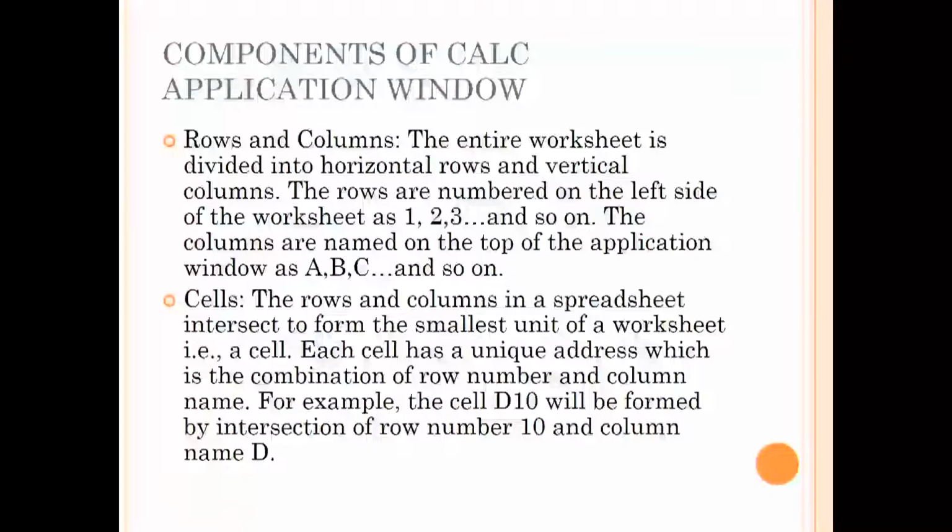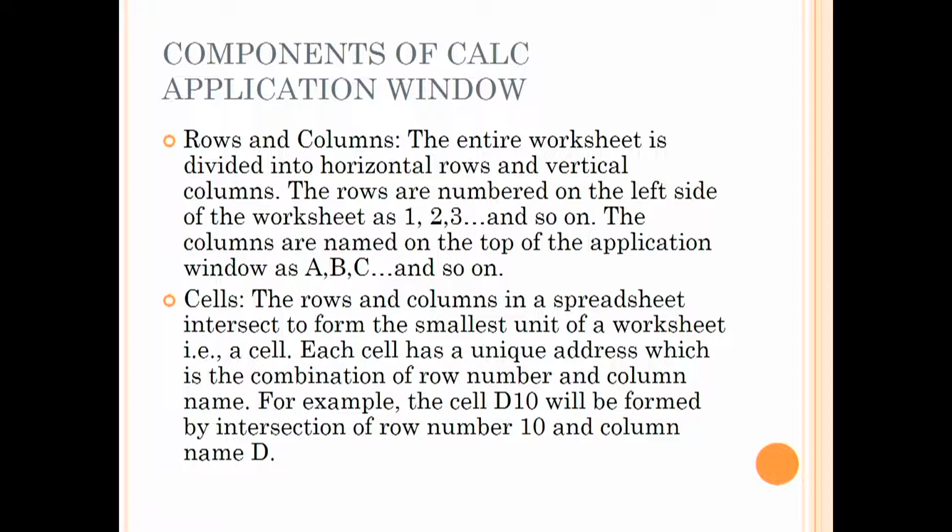Now rows and columns. The entire worksheet is divided into horizontal rows and vertical columns. The rows are numbered on the left side of the worksheet as 1, 2, 3 and so on, and the columns are named on the top of the application window. They start from A, B, C and continue so on.